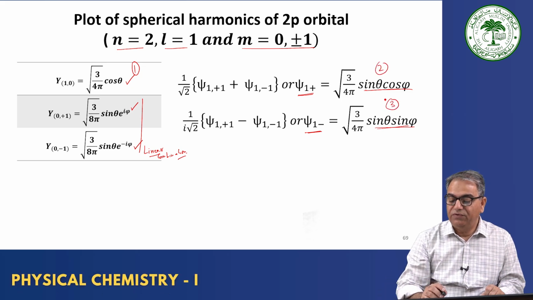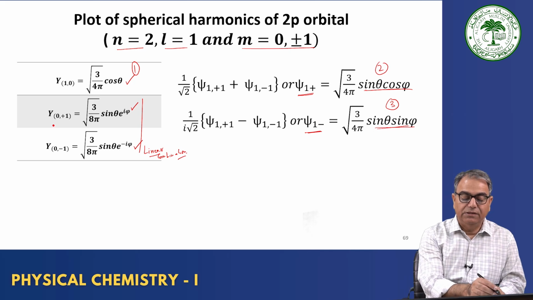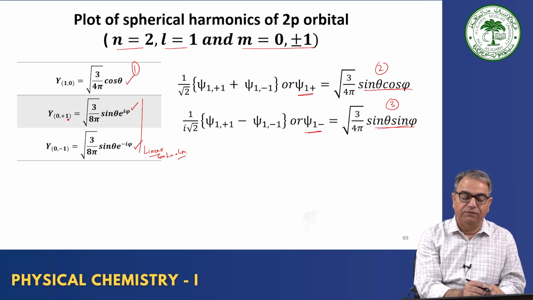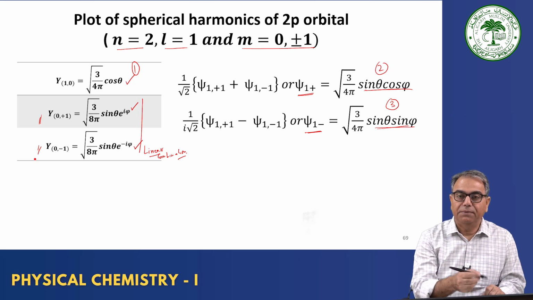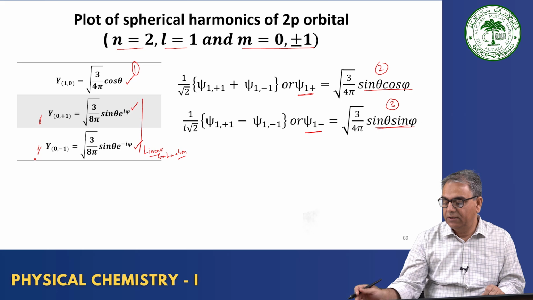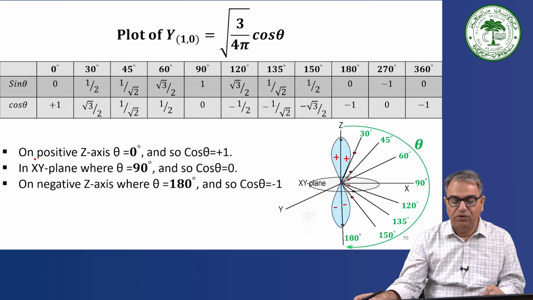Now we are not interpreting Y 0 plus 1 and Y 0 minus 1. We are not interpreting these functions. Rather, we are interpreting the linear combination of these two functions. So if you interpret this, what do you find? If you look at it, everything is given.